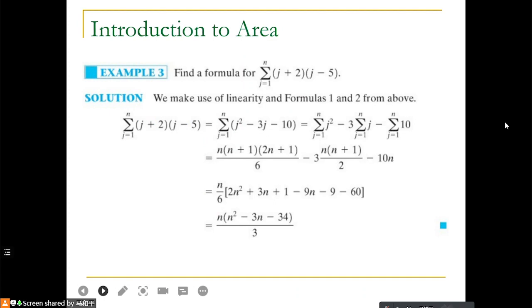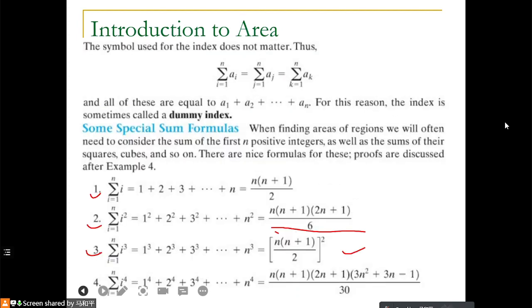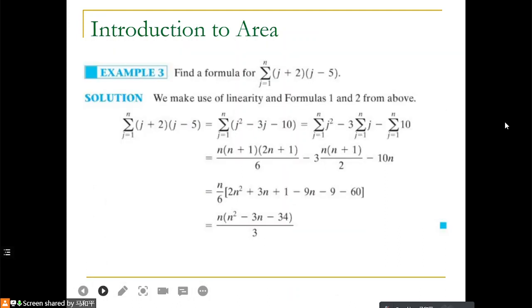Now we will use these 3 formulas to calculate sigma j from 1 to n, (j plus 2) times (j minus 5). We make use of linearity and formulas 1 and 2 from above. We have first (j plus 2) times (j minus 5) is equal to j squared minus 3j minus 10, right? This is linearity. Linearity is j squared minus 3j minus 10.